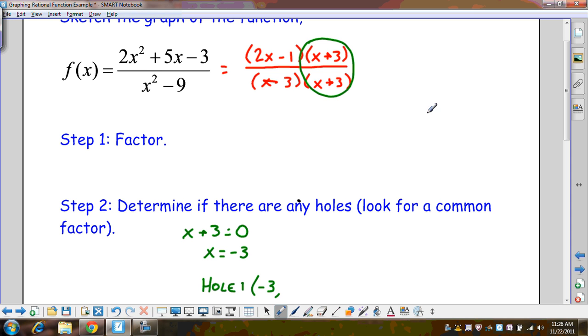So let's go to step 2. Since I have a common factor x plus 3, I'm going to set that equal to 0 and solve it.